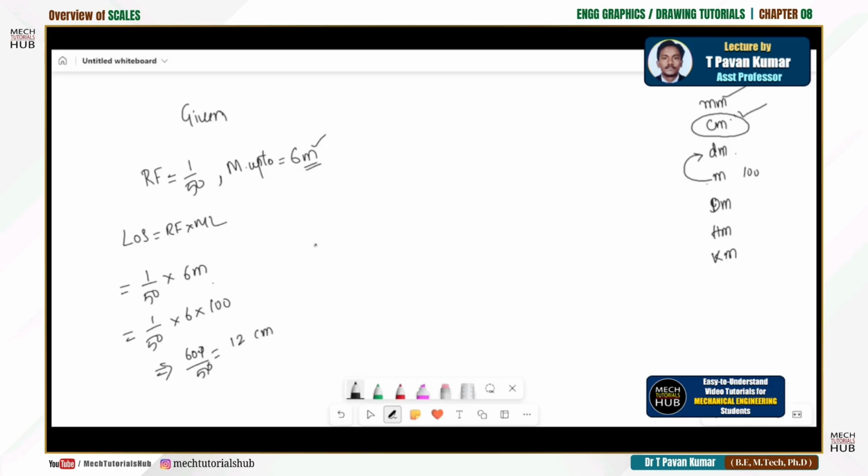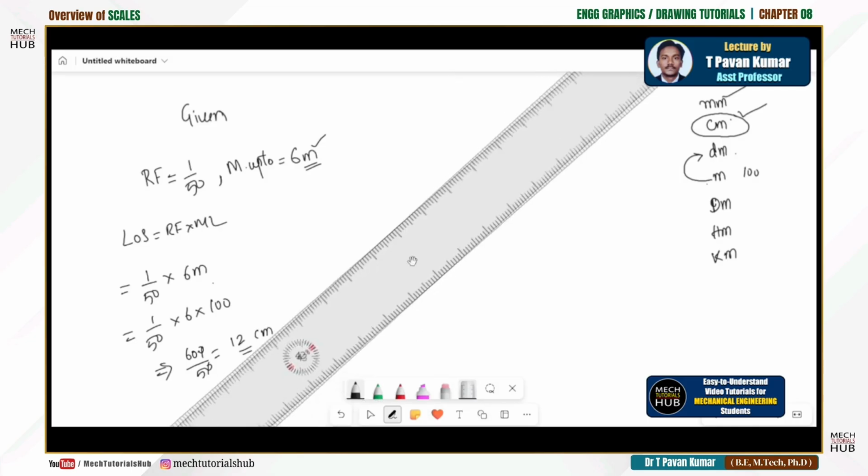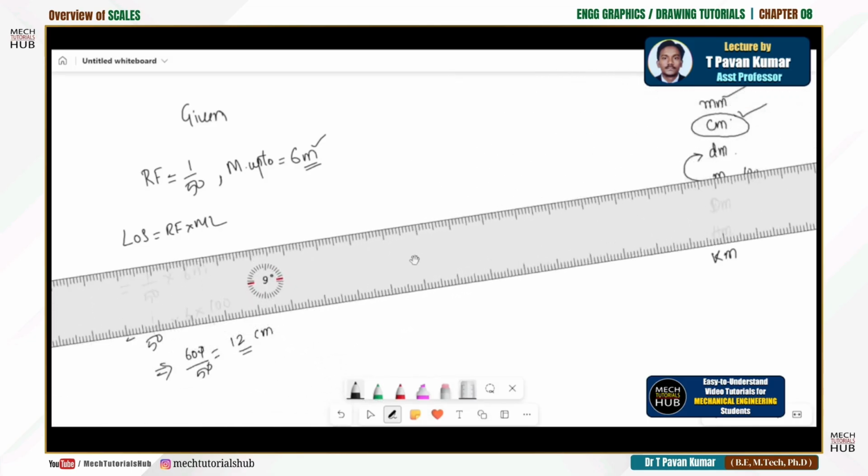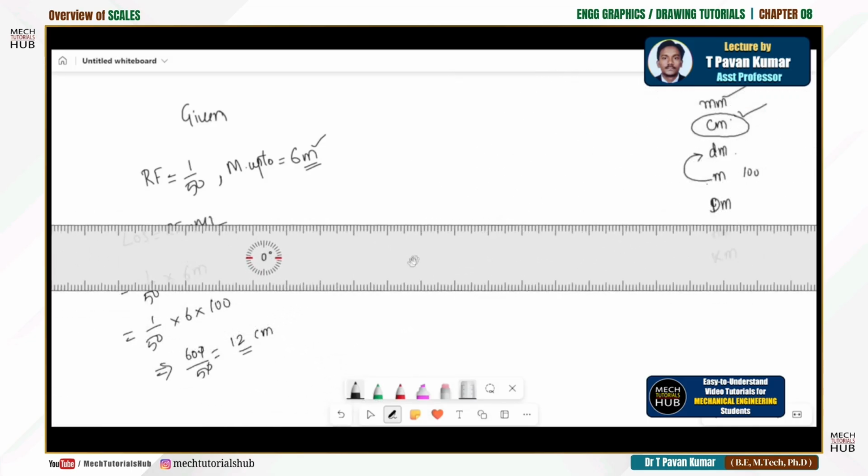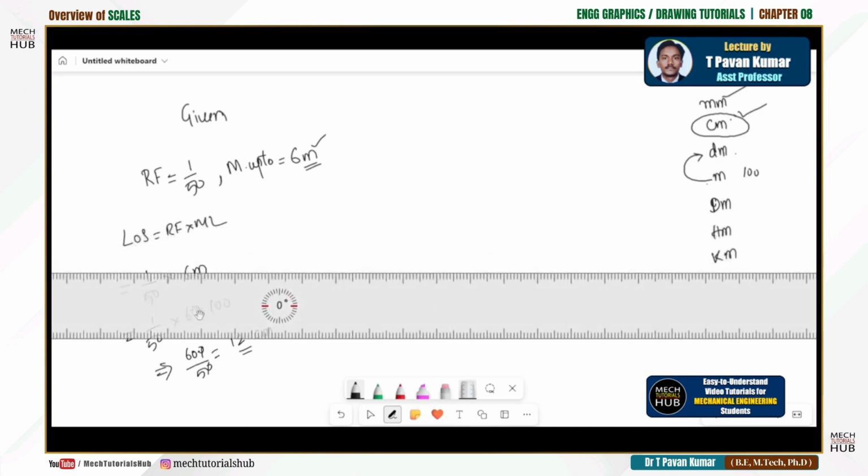Try to remember 12. Now the length of the scale is 12, so you need to draw a length of 12 centimeters. Conventionally, I try to represent it now. I just take it to 0. I'll take a scale of 0 degrees. I'll try to place it here. Then I'll change the color.